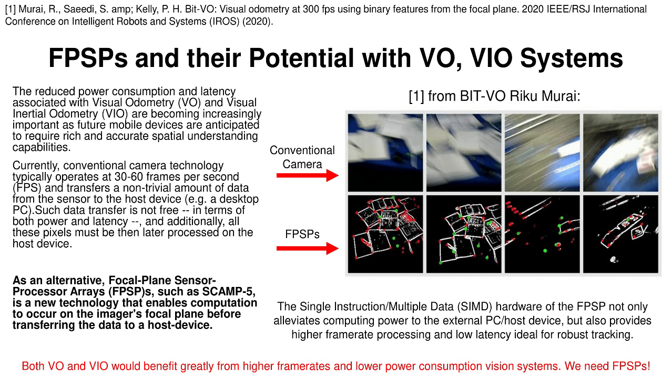You can see here that conventional camera technology suffers from motion blur. FPSPs here below actually can track very robustly. They use single instruction multiple data hardware on the FPSP, which not only alleviates computing power, but also provides higher frame rate processing and low latency, ideal for robust tracking.